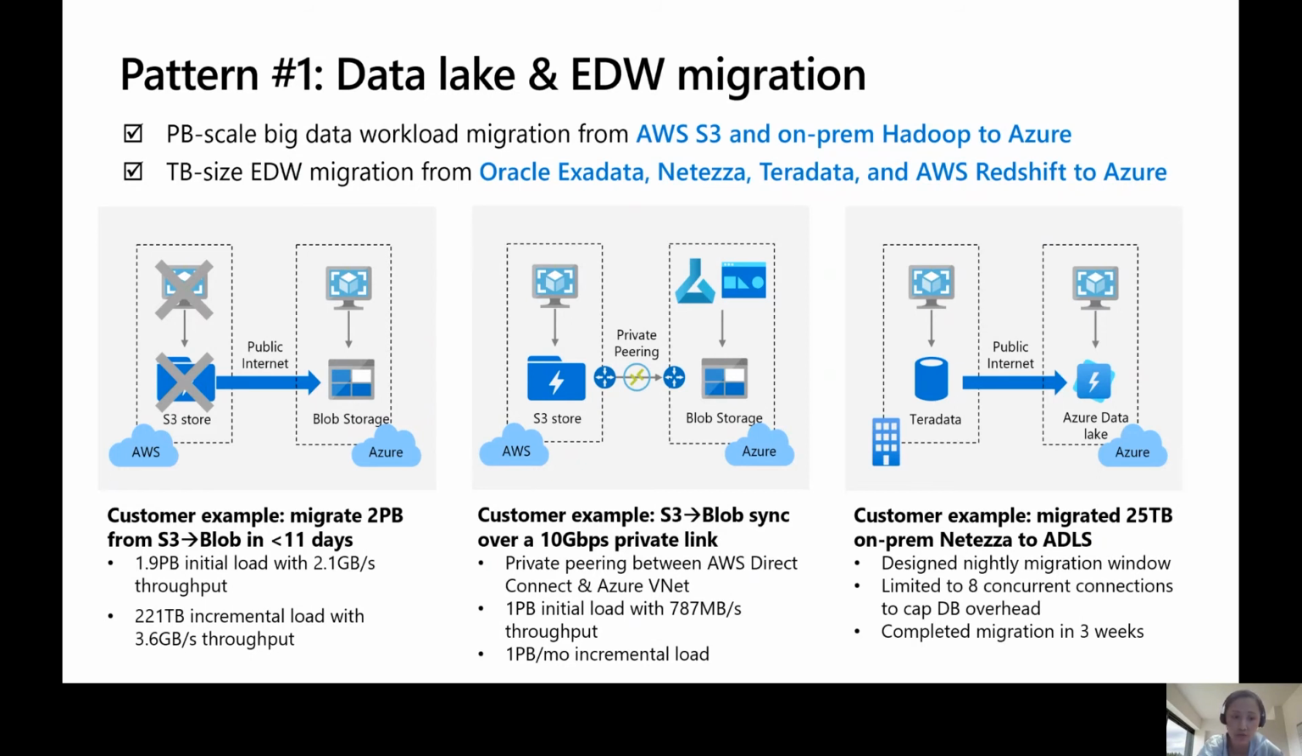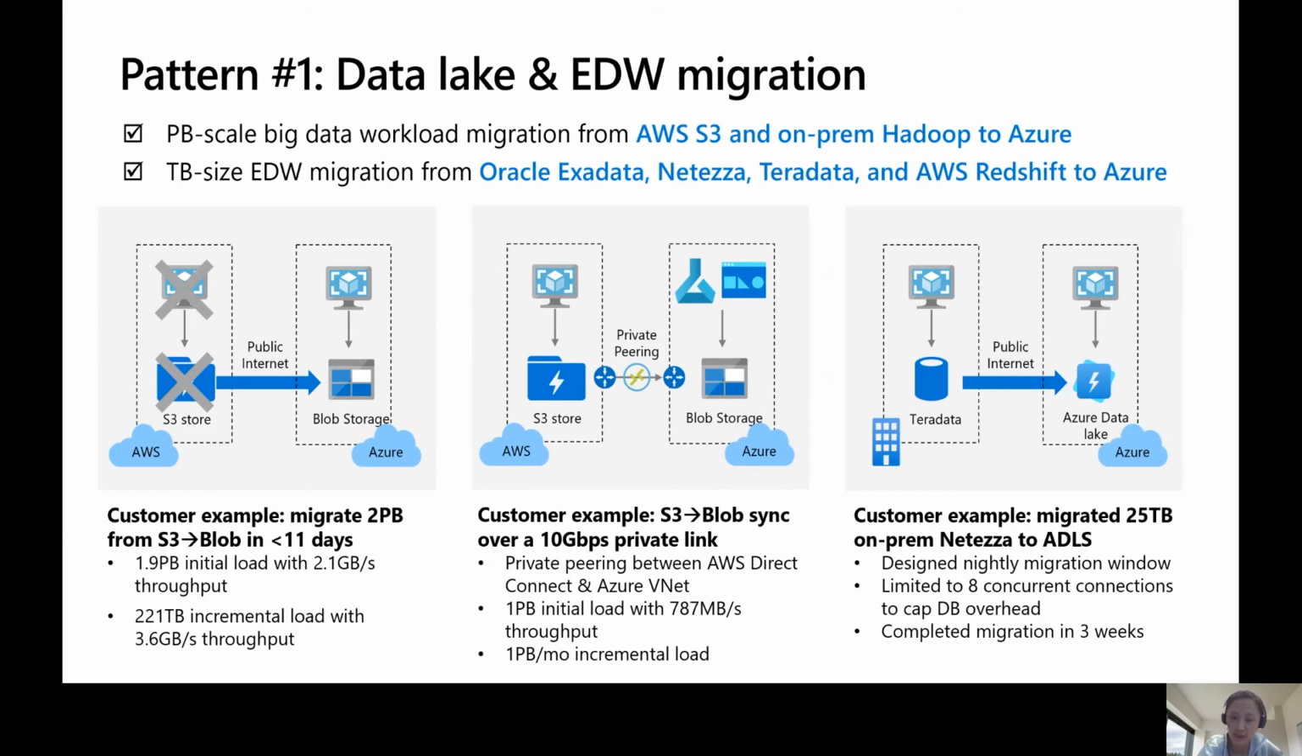So here are 3 real-world customer examples. The first customer wanted to migrate 2 petabytes of data lake from S3 to Blob, and they were able to achieve that in less than 11 days, while achieving somewhere between 2 and 3 gigabytes per second load speeds.